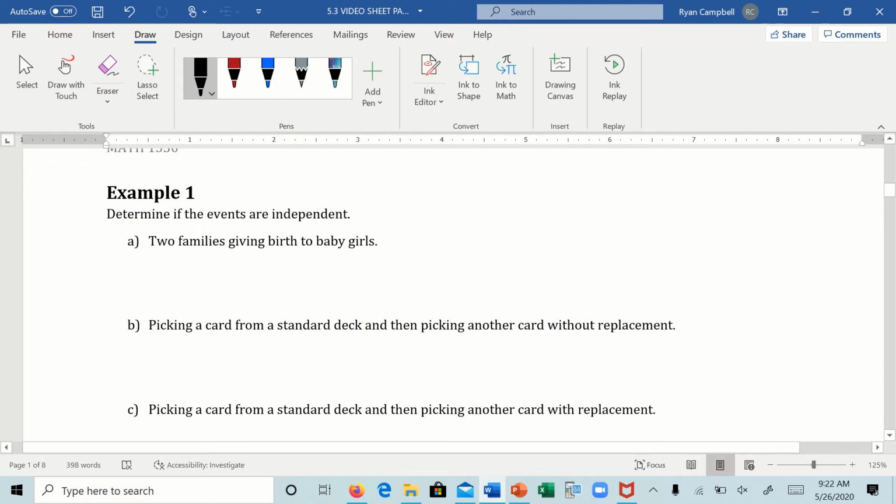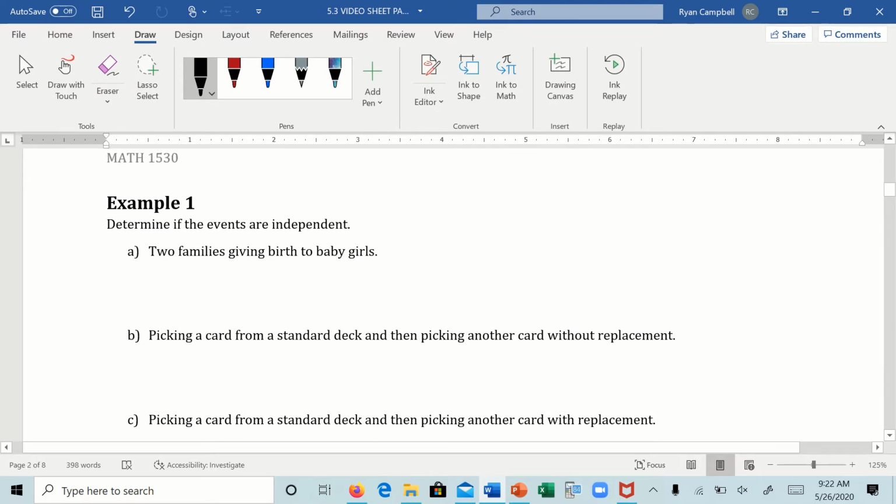All right, so let's look at some examples. Determine if the events are independent. Two families giving birth to baby girls. Well, one family giving birth to a baby girl would in no way affect another family giving birth to a baby girl, right? So these would be independent.